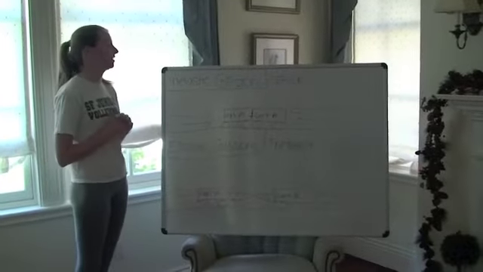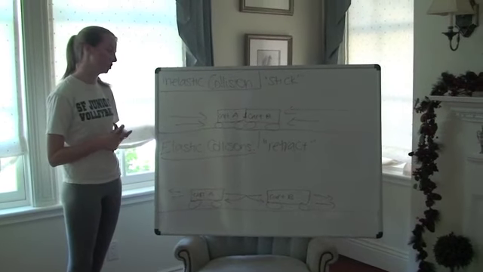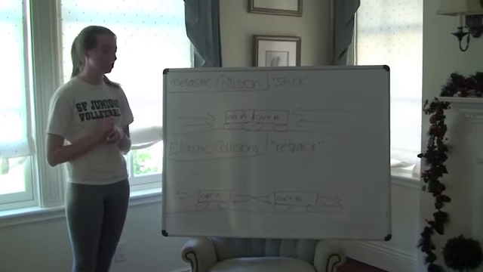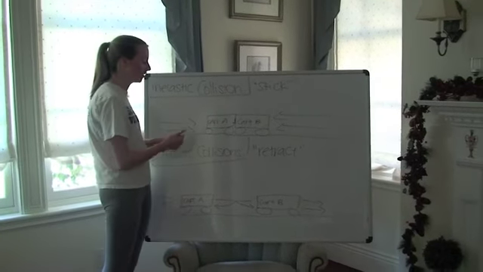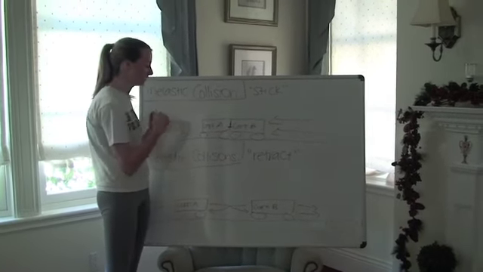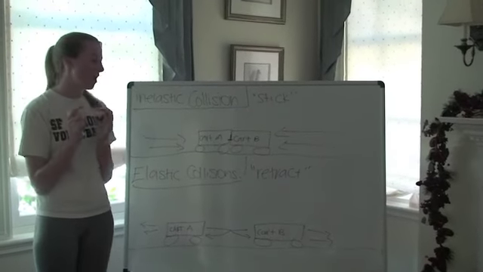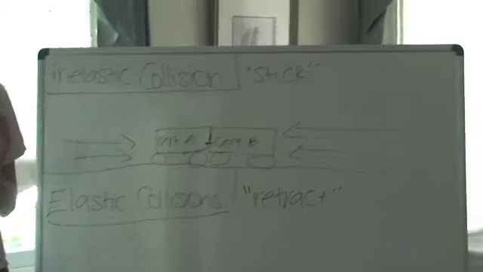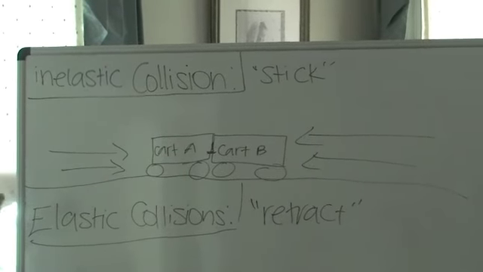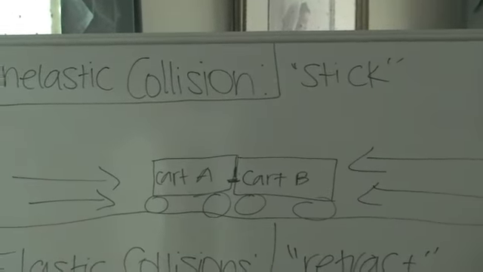Now we're going to learn about inelastic collisions and elastic collisions. In an inelastic collision, the carts stick together. This is due to the Velcro that is attached to both sides of them. When headed towards each other, they hit at contact and just stick together and don't move when done correctly. In elastic collisions, they retract.